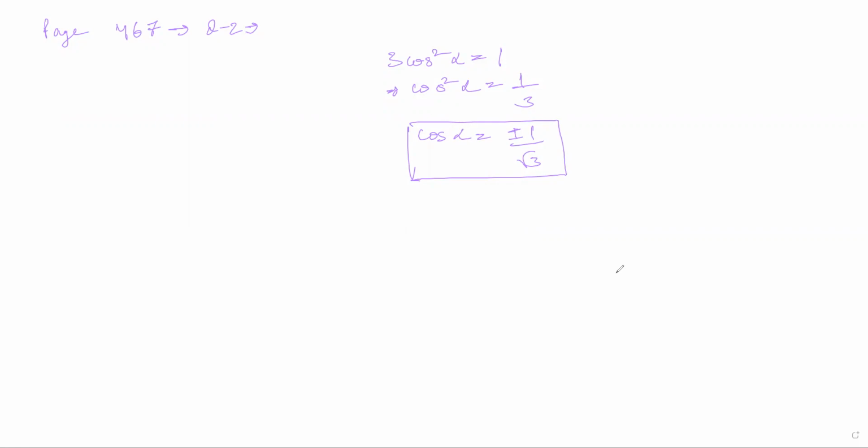DCs are: L is minus 2 by root 17, M is minus 2 by root 17, N is 3 by root 17. So now this was the basic information about a line. You can have either the DRs or DCs of a line.